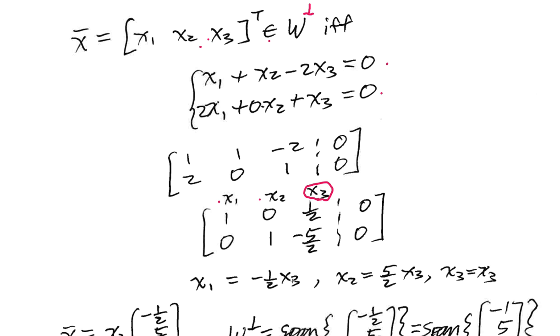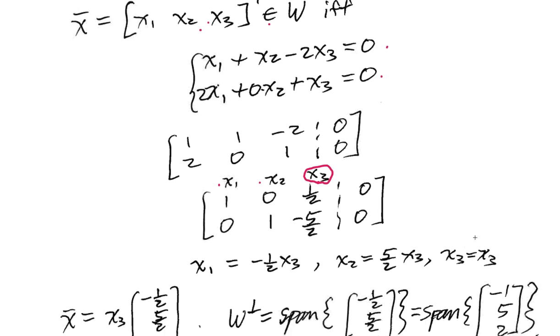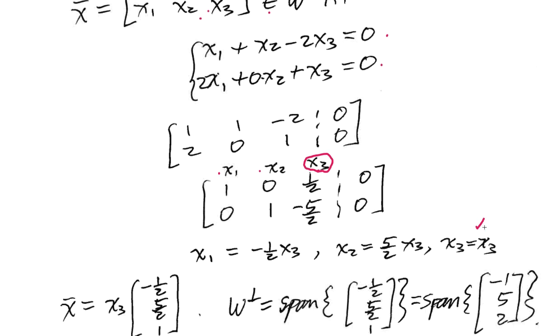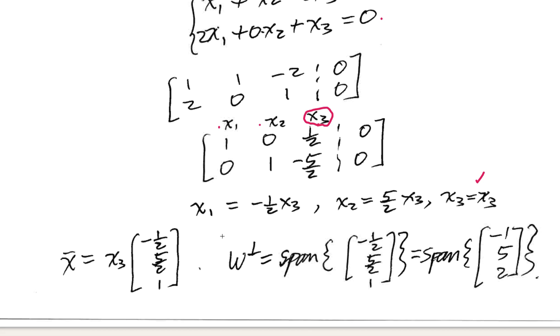Solving each of these equations in terms of the single free parameter, x1 would be negative a half times x3. x2 would be 5 halves times x3. And x3 is a free parameter, so x3 is just x3. So in fact, x is going to be the scalar multiples of (negative a half, 5 halves, 1). So W perp is actually the span of this vector, (negative 1 half, 5 halves, 1).